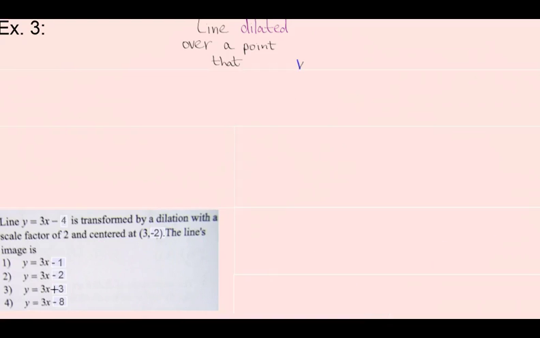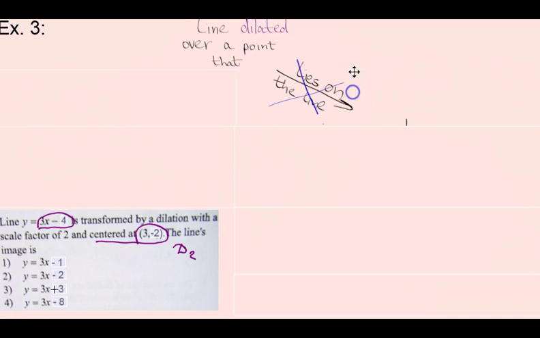Very similar looking situation. We have a line. It is transformed by dilation with coefficient 2. This time, once again, dilation is happening over a random point, not an origin. Still, our first step is determining whether that point actually belongs to the original line or doesn't.